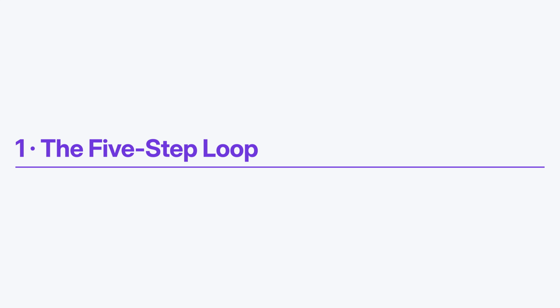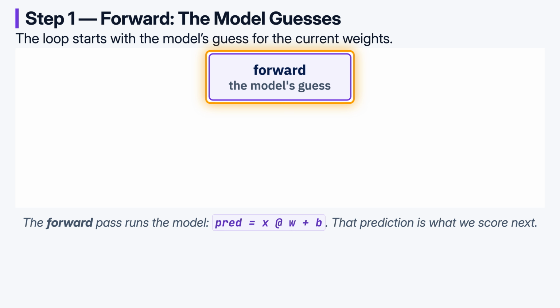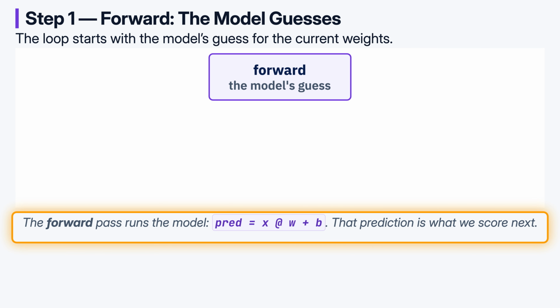Let's build the loop one step at a time. 5 boxes arranged as a ring. The loop starts with a forward pass. The model makes its guess for the current weights. The forward pass runs the model. Pred equals x times w plus b. That prediction is what we score next.